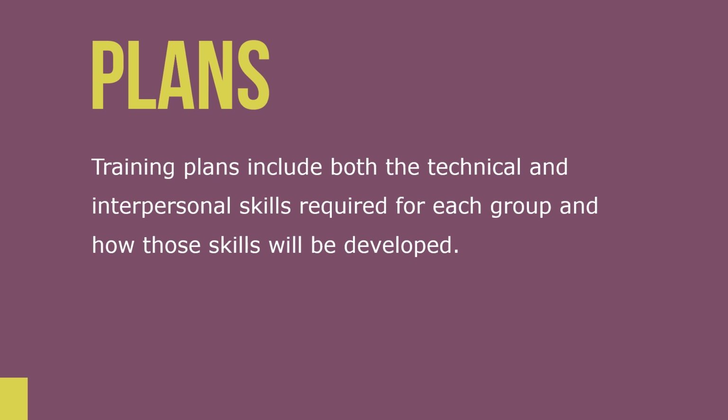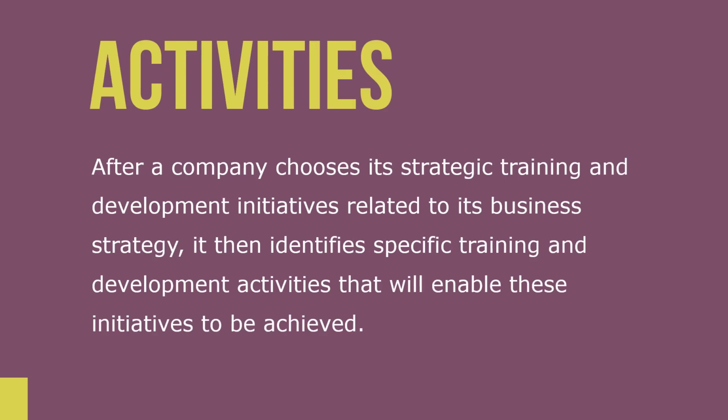Training plans include both technical and interpersonal skills required for each group and how those skills will be developed. To ensure that training plans help meet business needs, they are updated on a quarterly basis, and monthly meetings are held to include both training staff and business leaders who review training needs to discuss future business plans. The training staff focuses on identifying the 3 to 5 initiatives that are most important to support business strategy. After a company chooses its strategic training and development initiatives related to its business strategy, it then identifies specific training and development activities that will enable these initiatives to be achieved.